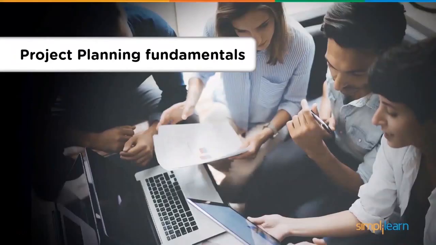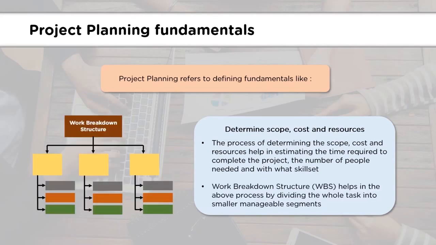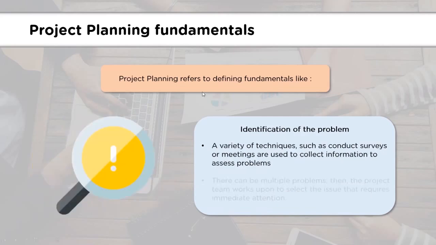Now, let's have a look at the project planning fundamentals. The first fundamental that we have is the determination of scope, cost, and resources. The determination helps us in having a rough estimate about the time that is required to finish the project. It helps us in determining the number of people required and what should be their skill set. We can divide the project into smaller manageable sections, and this is made possible with the help of work breakdown structure.